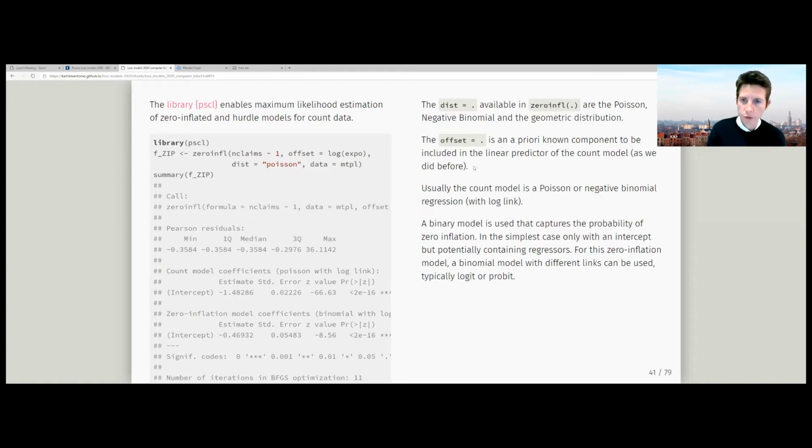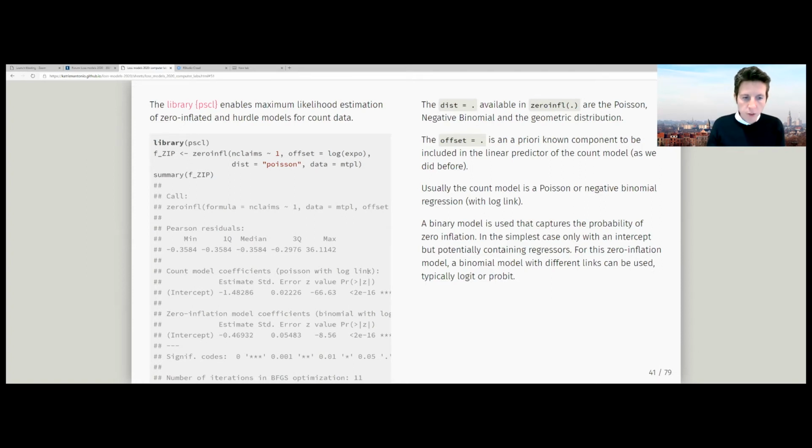So you can see that here, the offset is an a priori known component to be included in the linear predictor of the count model. That's completely the same as what we did before. And usually this count model is a Poisson, or a negative binomial regression, typically with the logarithmic link. And in order to estimate this degenerate component at zero, and the weight that we give to it, the method is going to use the following reasoning for us. It's going to do a binary model to capture this probability of zero inflation, right? In the most simple way, the way I did it here, I'm only going to do an intercept, but I could also put in covariates over here if I would like to do that.